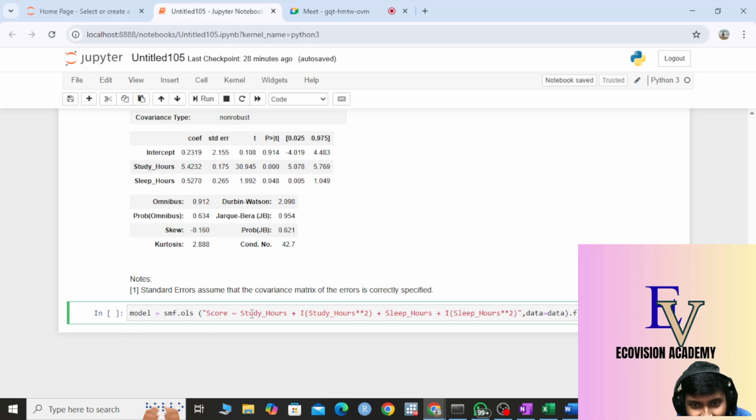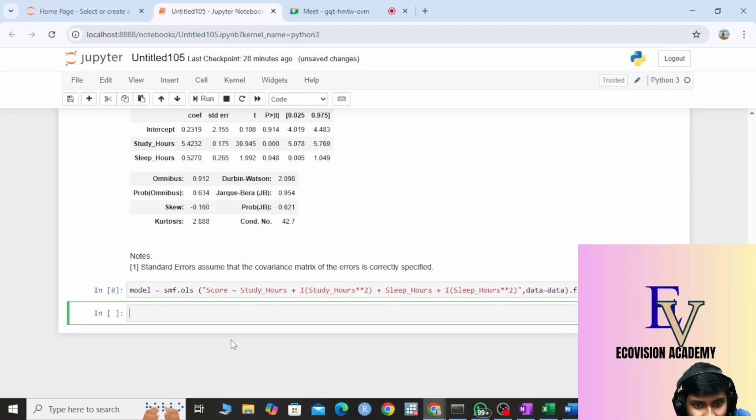So here we have written study hours. So this is our x1, this is our x1 square, this is our x2, and this is our x2 square. So if my model is not linear, if it is quadratic, it means it is non-linear. Then what will happen? I go here, I run this command. Now I will go for model dot summary.